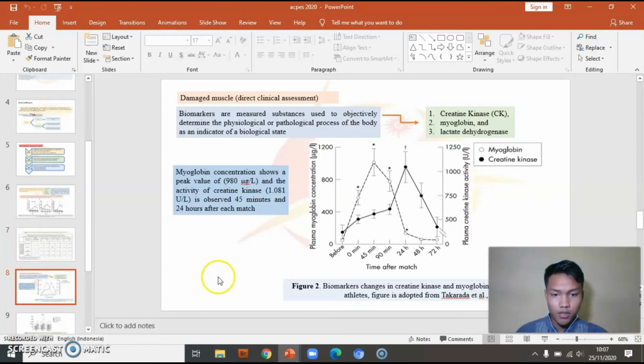Okay, this figure 2. Yes, biomarkers change in creatine and myoglobin after match in rugby athletes. Figure is adopted from Takarada. Okay, damaged muscle direct clinical assessment. Biomarkers are measured substance used to objectively determine the physiological or pathological process of the body as an indicator of a biological state.